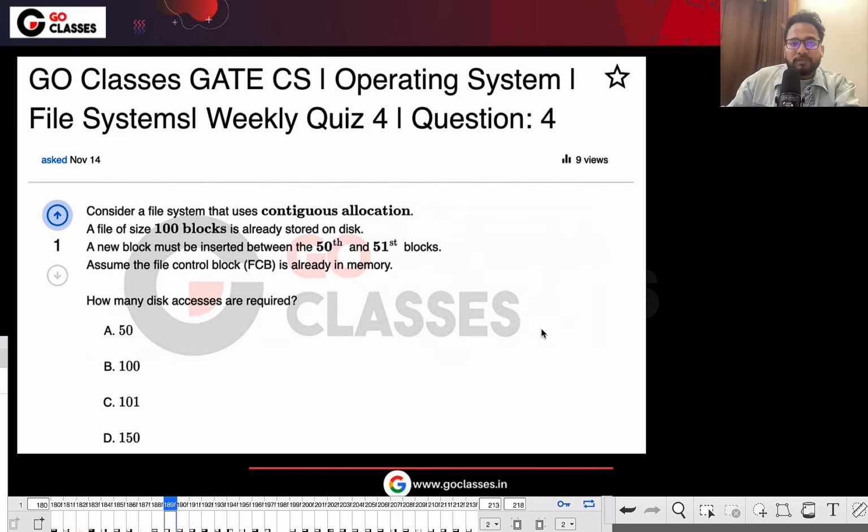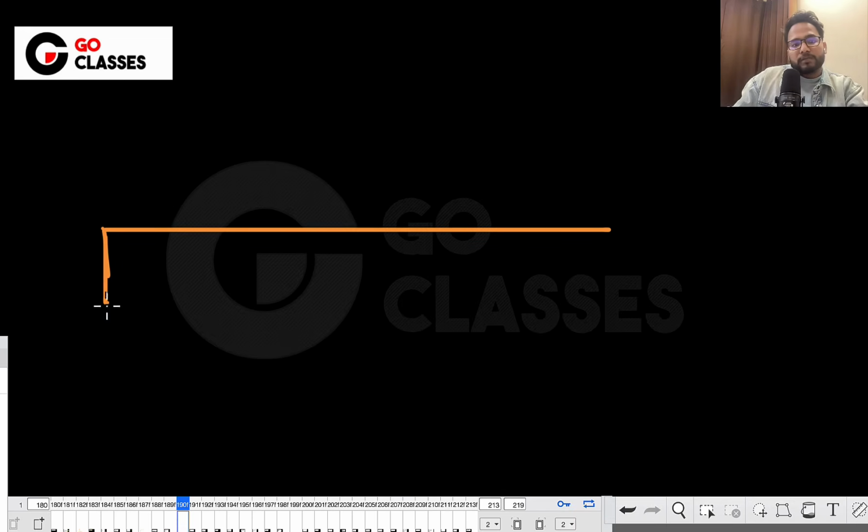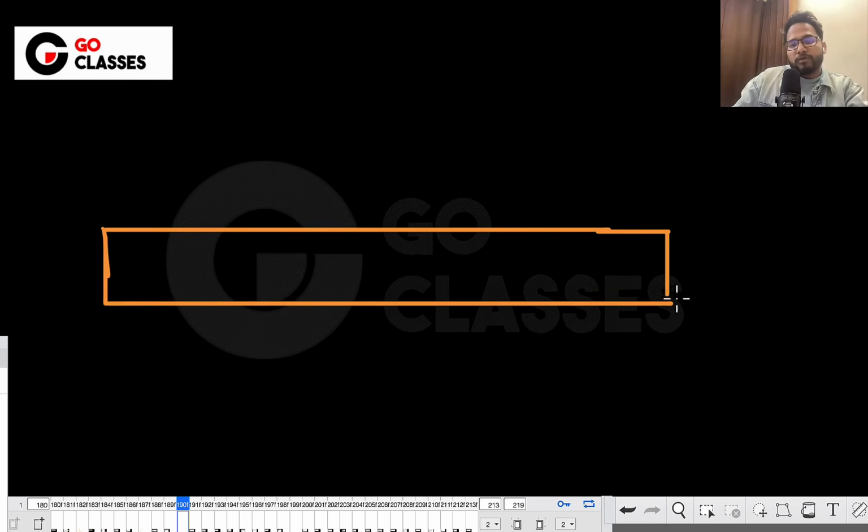Now let's see this question. In this question, they are saying that you want to insert between the 50th and 51st block. And in the contiguous allocation, see, this is a contiguous allocation, and you want to insert. The disk is already storing your file of 100 blocks. Let's suppose somewhere here this is the 50th block, this is the 51st block. You want to insert between here, right? So if this is contiguous allocation, then you already know.